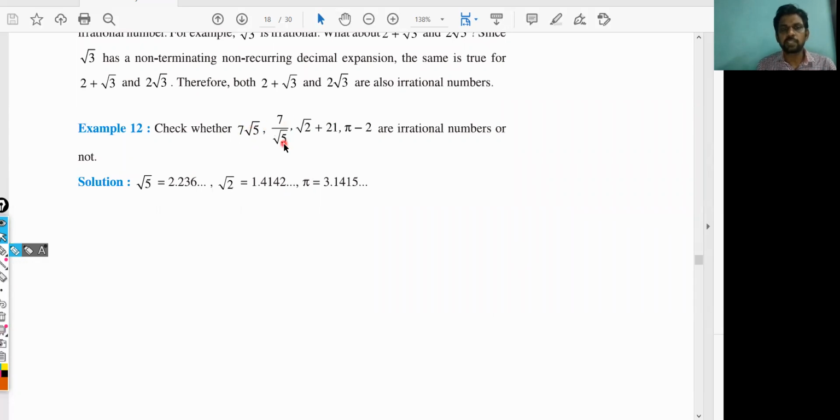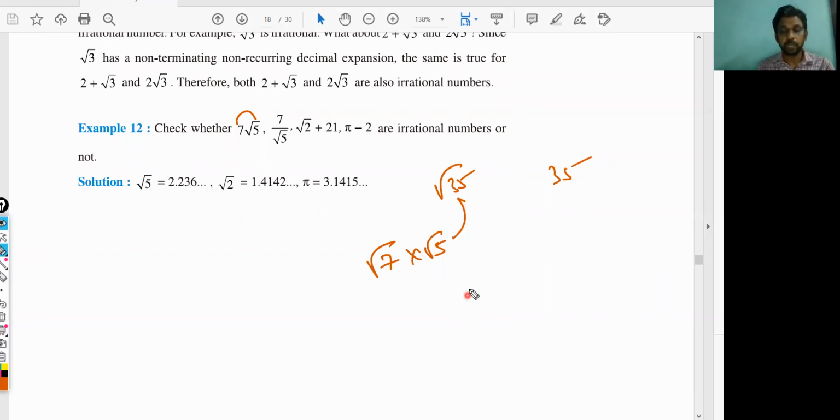So 7 root 5, 7 by root 5. You cannot multiply an irrational number and a rational number together, right? If you have 7 root 5, you cannot take it as root 35, or as 35. It is 7 root 5, that's it. Or 7 by root 5 for that matter, right? If you have root 7 multiplied by root 5, then you can write it as root 35. You can multiply two irrational numbers, right?